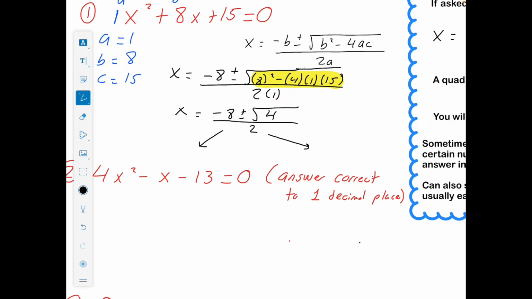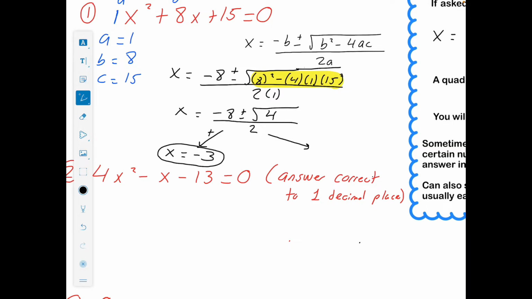Now, see this plus or minus here? That's going to be important. So take two separate arrows. And I'm going to put this into my calculator now. I'm going to press the fraction button first. And then minus 8. And I'm going to choose plus first. So I'm going to say minus 8 plus the square root of 4 all over 2.